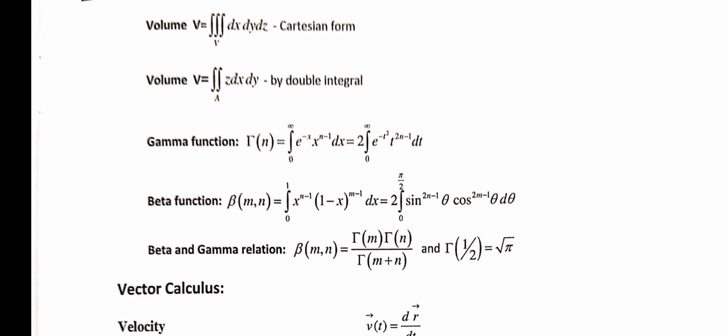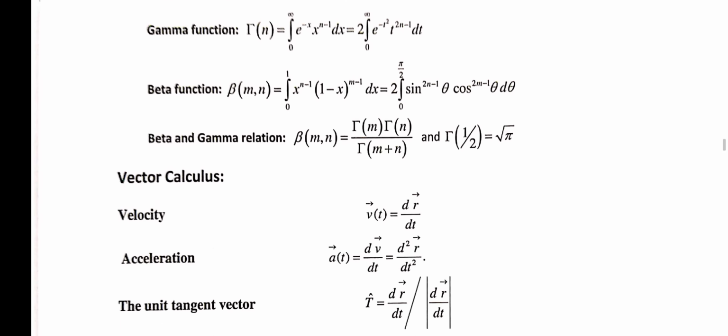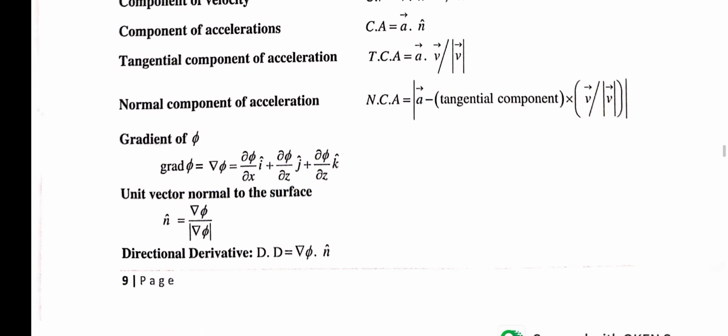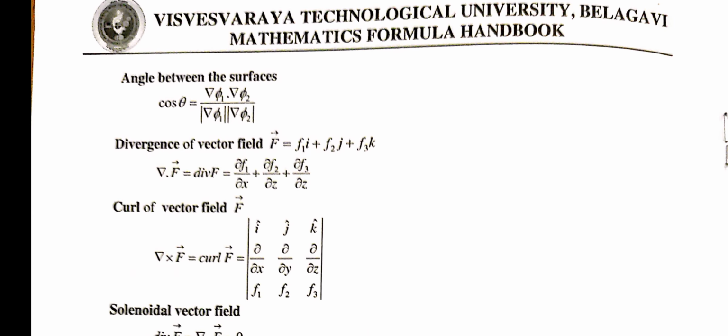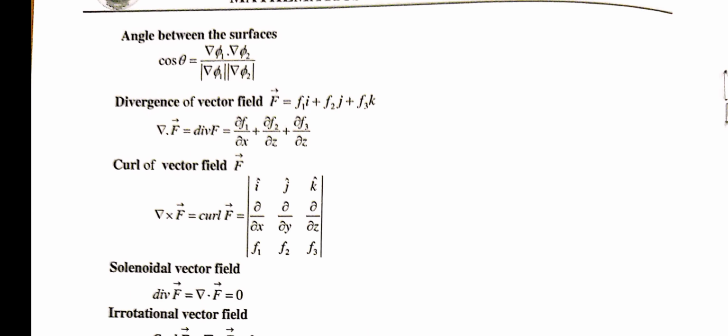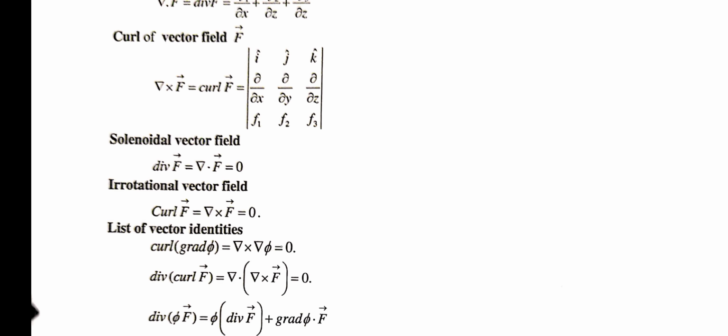Volume, and triple integration in Cartesian form. Double integration is used for double volume, in the second semester. Most important, easy questions. Angle between surfaces, which apply vectors. Curl of a vector and solid angle. All these formulas are important for the external exam.